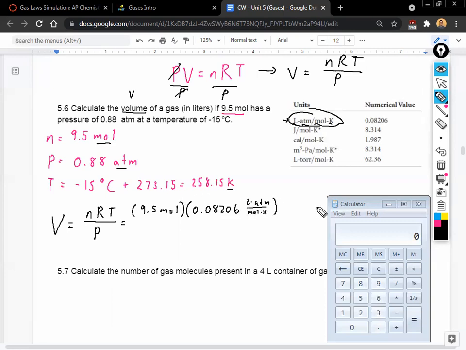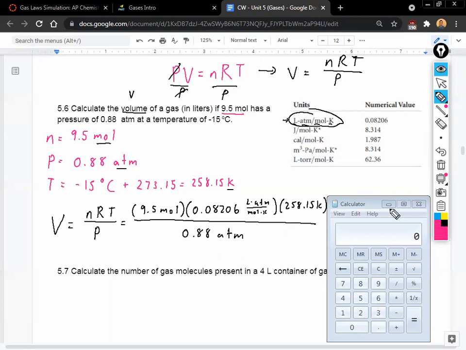Okay. And then lastly, we can put in our temperature, which is 258.15 Kelvin. And then we're going to divide by the atmospheres, which is 0.88 ATM. All right, so I'm going to start canceling out some units so it looks a little bit prettier before we plug it into the calculator. But do you guys have any questions about how we plug that in or why we're using that value for the gas constant?